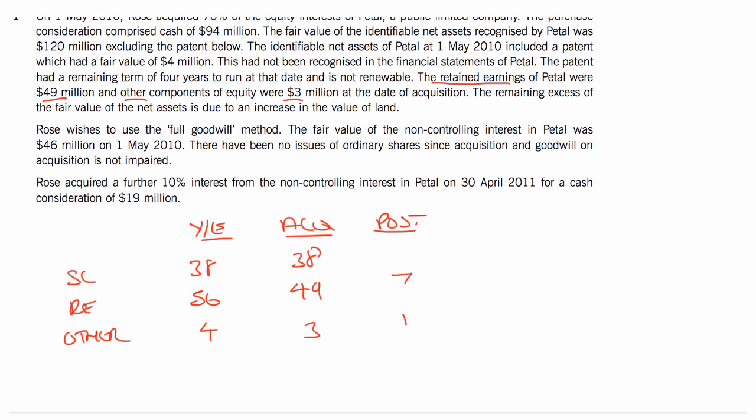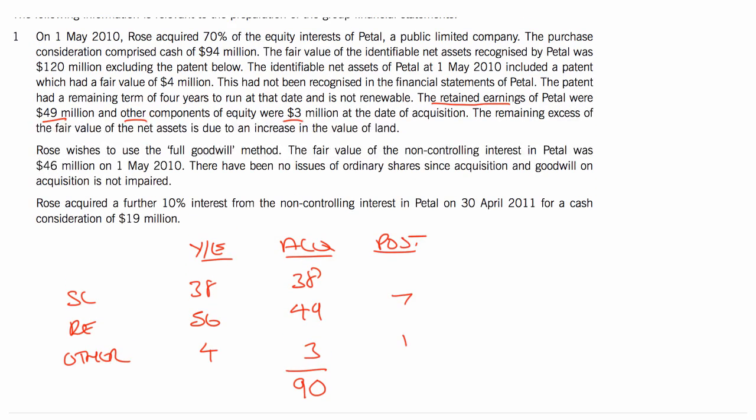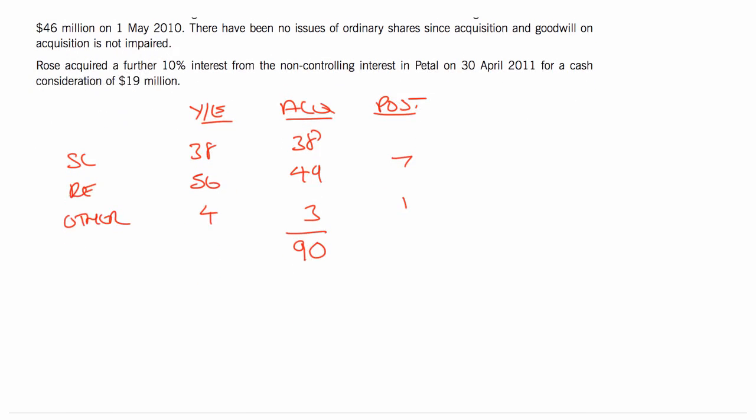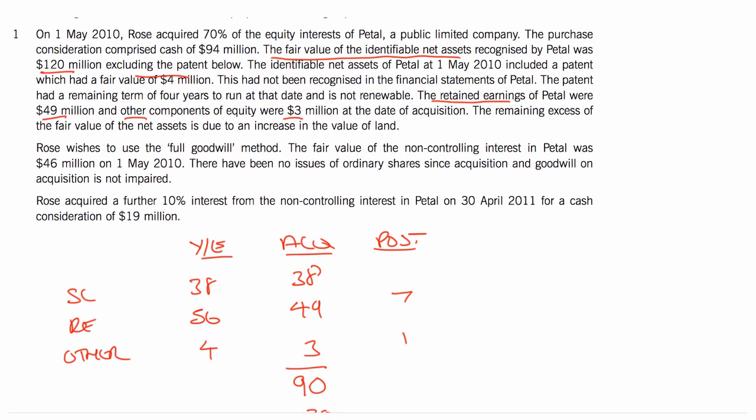So then we add up the at acquisition and that comes to 90. That's the book value of the equity though. I want the fair value, so I go hunting that. Here we go. The fair value of the net assets was 120, excluding a patent. So far it's 120, a difference of 30. I don't know what's caused that difference of 30 yet though.